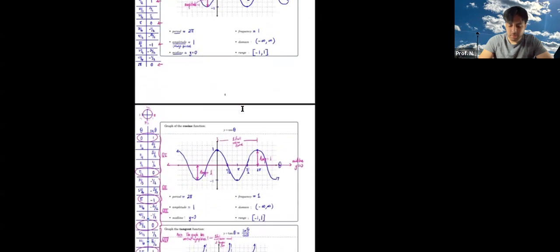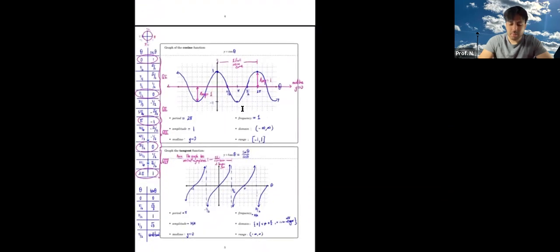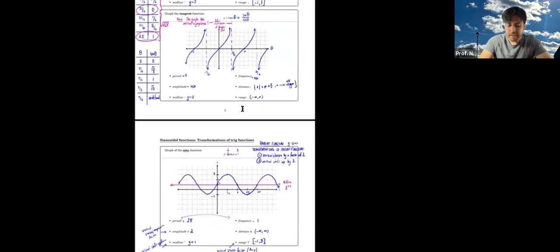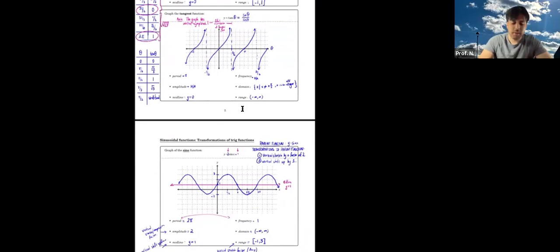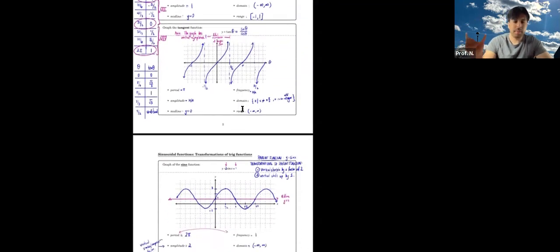And the one thing that we've talked about for all of these curves is the period, frequency, amplitude, and midline. Those characteristics are important to know for the sine and cosine curves. The tangent curve doesn't really speak about frequency nor amplitude, but we do consider the period. Sine and cosine have a period of 2 pi, so after every 2 pi radians you see one full curve, whereas the tangent requires just pi units.